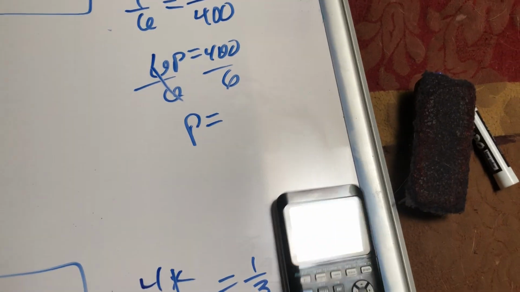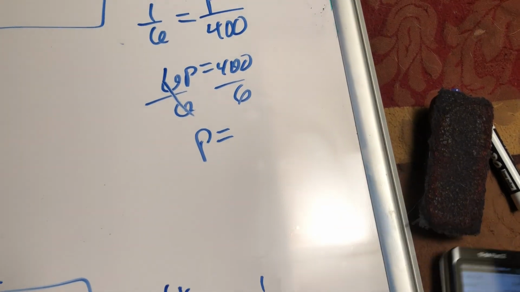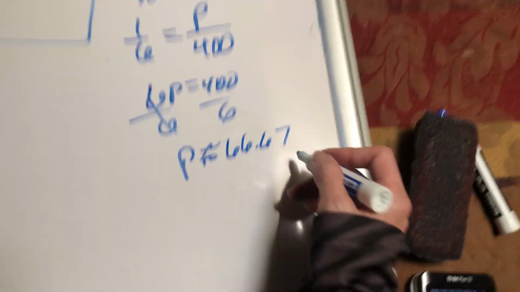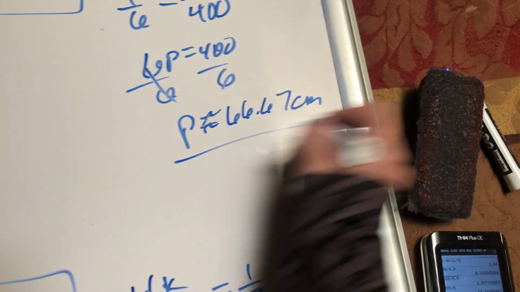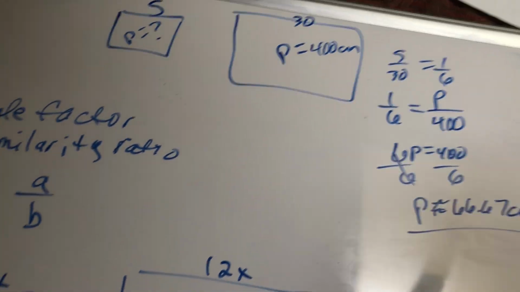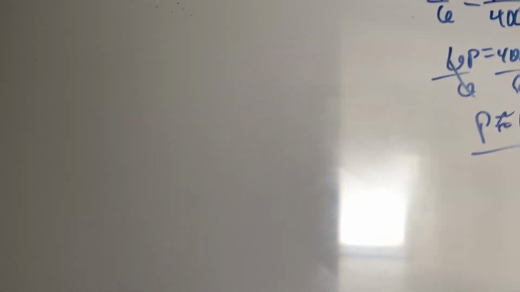On these, you are going to put decimal approximations. 400 divided by 6 would be about 66.67 centimeters. Make sure that you label. Do not forget to label. Okay, so that's how you find perimeters using this. Now we'll look at some areas.